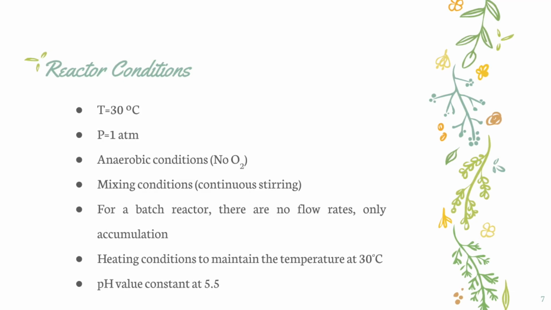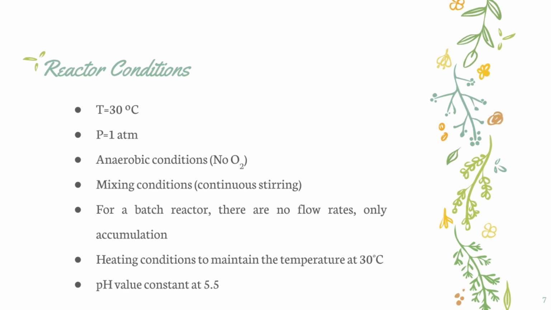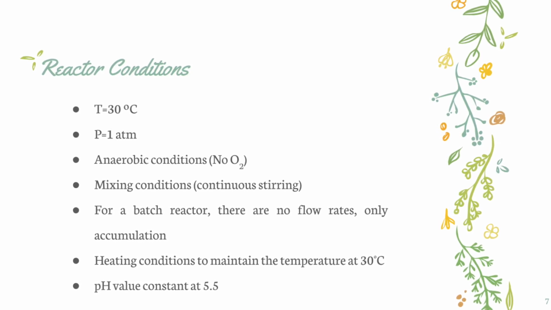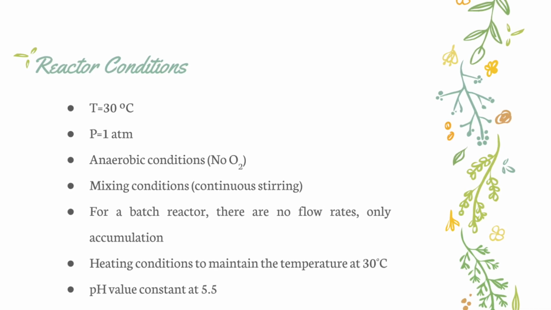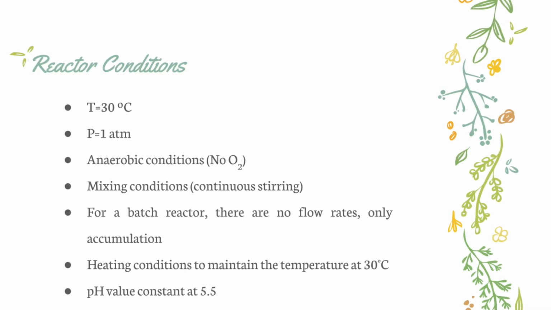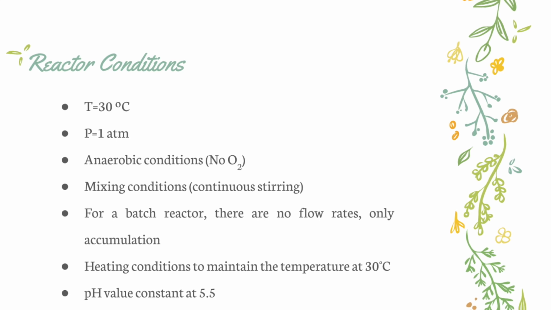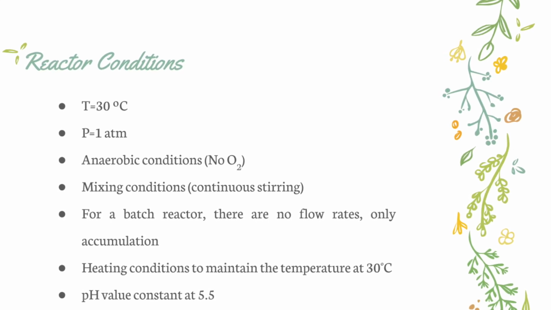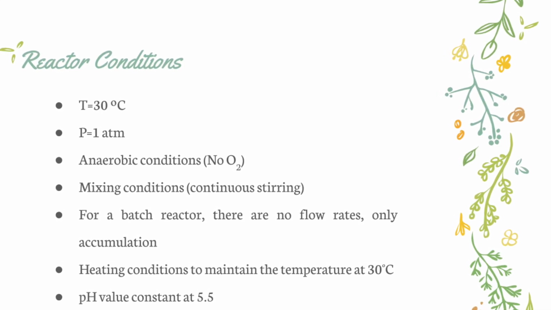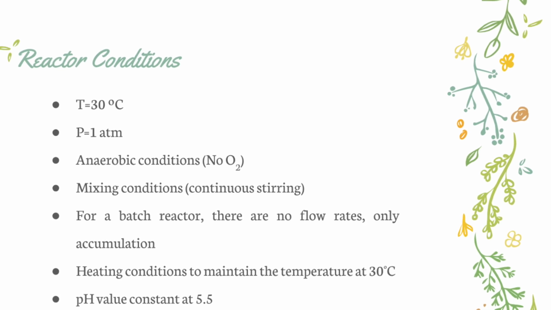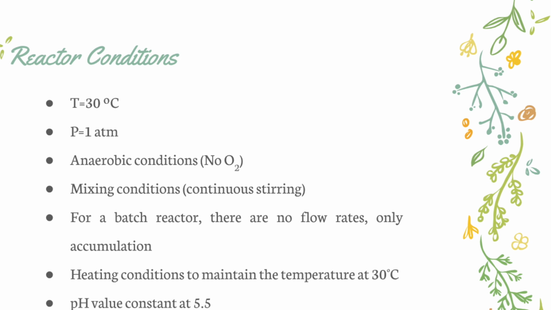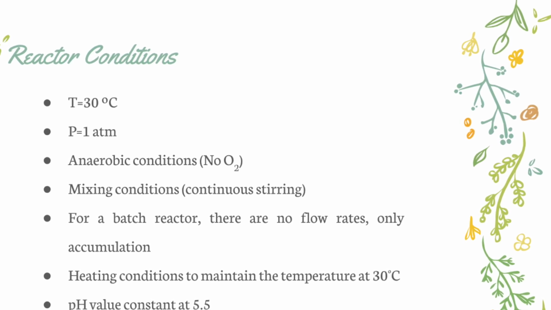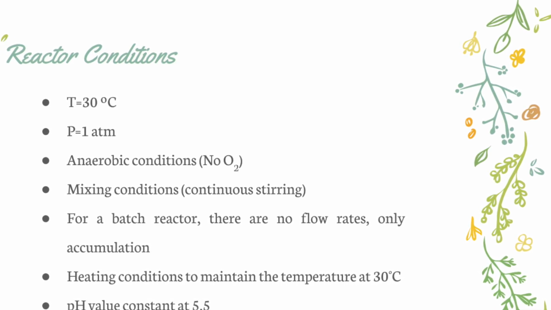To make the proper calculations, we must establish the conditions for our reactor, which will be a temperature of 30 degrees Celsius, a pressure of 1 atm, anaerobic conditions, which means no oxygen, continuous stirring of the mix, and a pH value of 5.5. We must consider that for a batch reactor there are no flow rates, and there are heating conditions to maintain the temperature at 30 degrees Celsius.